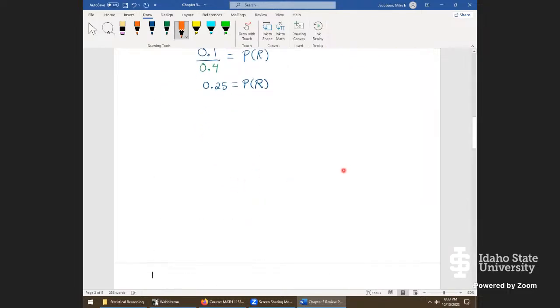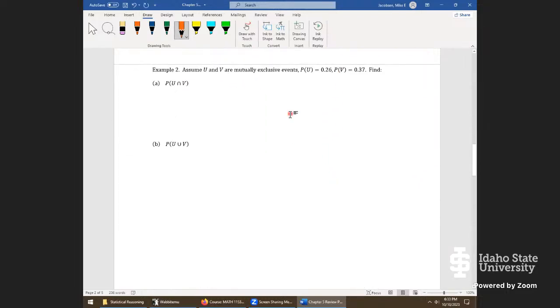For example 2. The two specialty kinds of events were events that are independent, but also events that are mutually exclusive. We're told right away on this problem, assume the events U and V are mutually exclusive. Again, a weird problem. There's no context here. It's really a math problem more than anything. But our purpose on example 2 is just to put down some information and some formulas. That's a huge assumption, just like independence is. Let's first write down what that means just in words.